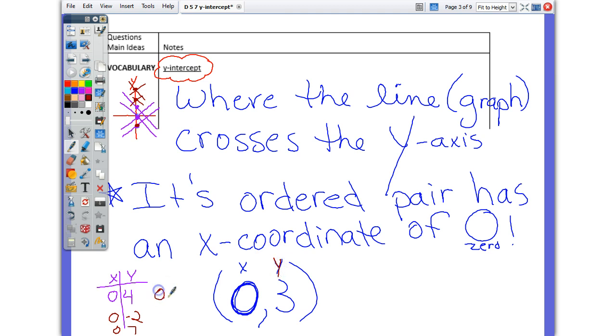So what is it if it's 0 and 0? What is your y-intercept? What do you call that? Origin. The origin. Absolutely.